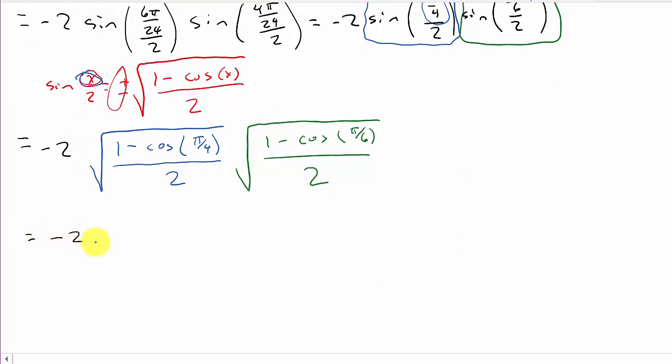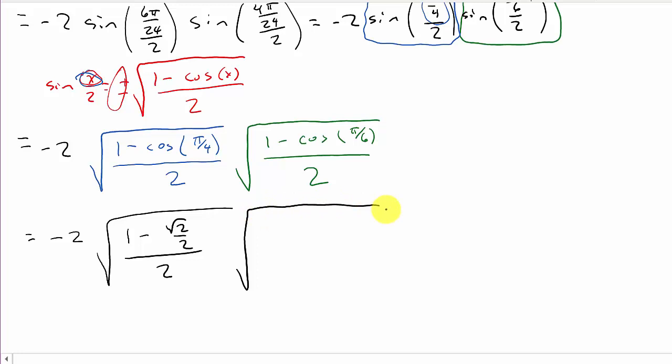So that's negative 2 times the square root of (1 minus the cosine of pi over 4, which is 45 degrees). That's what? Square root of 2 over 2, all that over 2, times the square root of 1 minus the cosine of pi over 6. Pi over 6, that's what? 30 degrees. The cosine of that is what? Square root of 3 over 2, over 2.